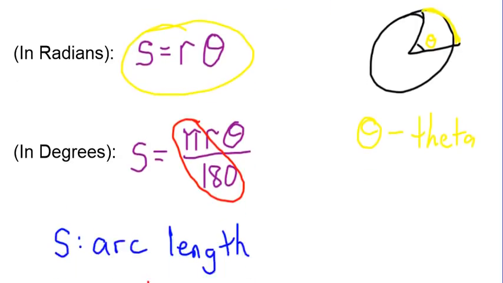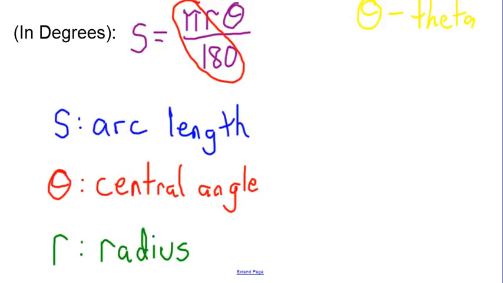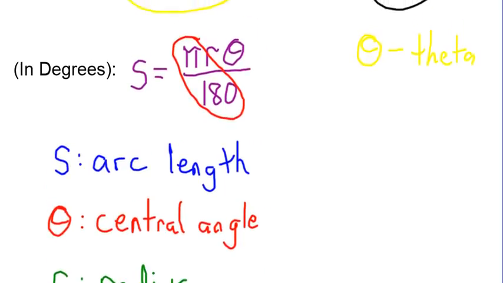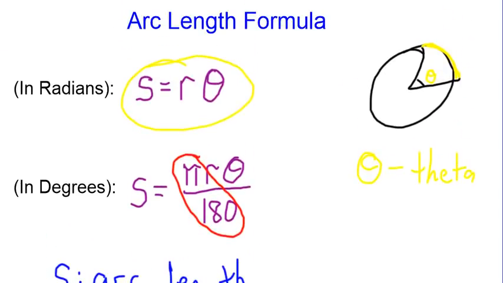We have a few variables, so we have to make sure we understand what they stand for. S stands for the arc length, theta is the central angle, and R is the radius. So, finding the arc length when given a central angle.